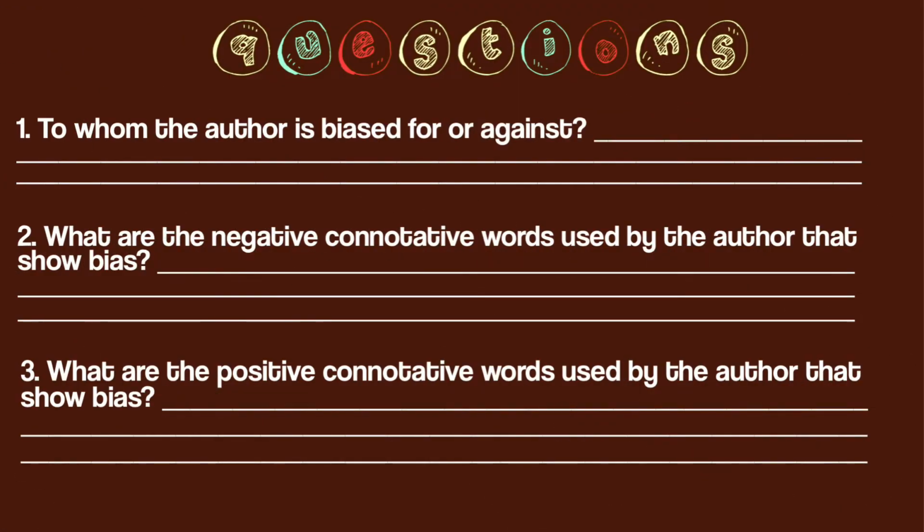Question number 1. To whom is the author biased for or against? Number 2. What are the negative connotative words used by the author that show bias? Number 3. What are the positive connotative words used by the author that show bias?